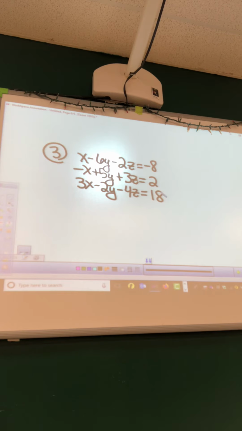All right. Let me make sure I have my positive negatives correct. Okay. Similar to the last one, we have to scan through and we have to decide, do I want to eliminate X or Y or Z? Which one? X? Anybody agreeing with her? I do. A little less work, I think, on the X.